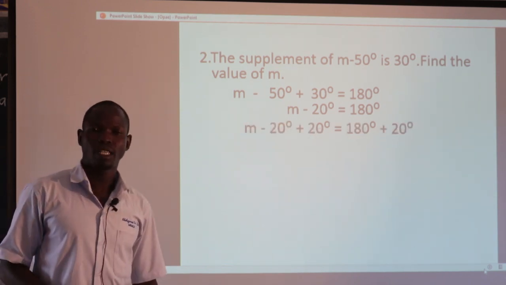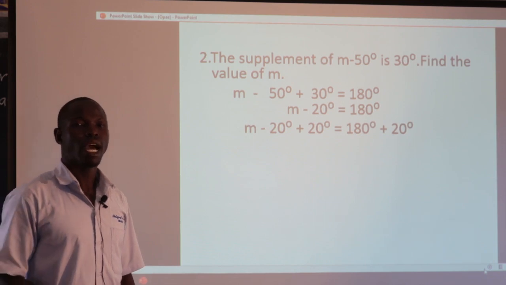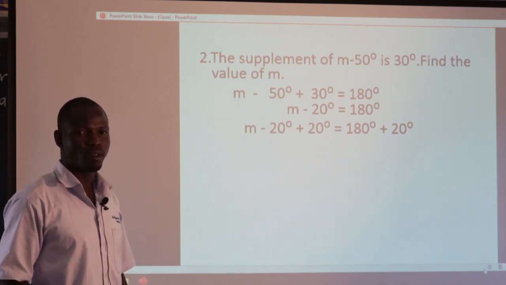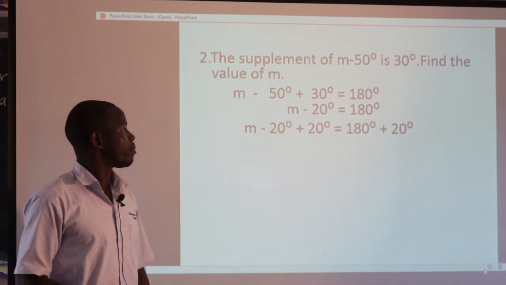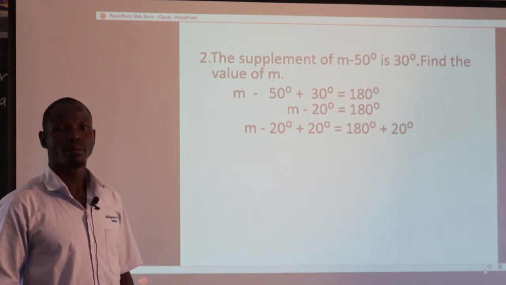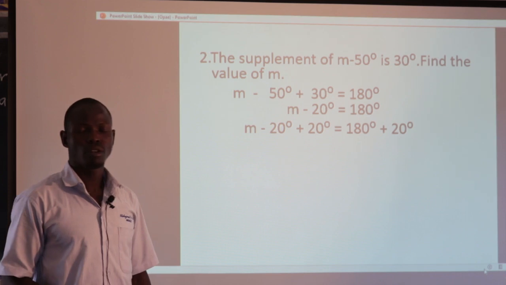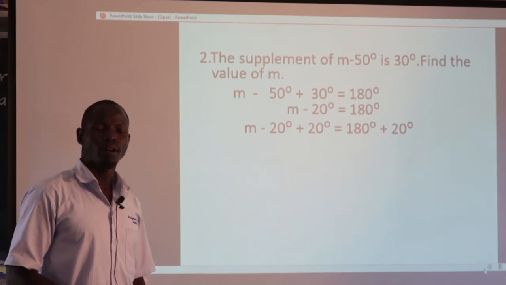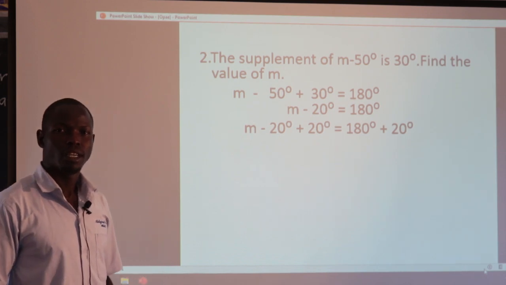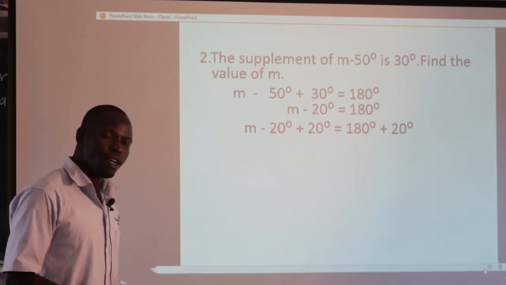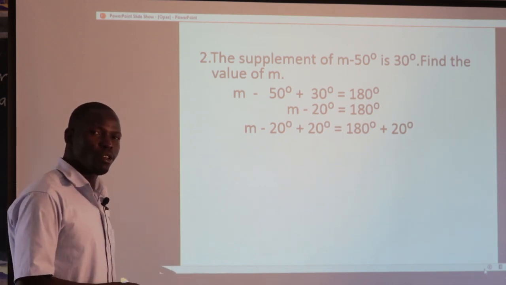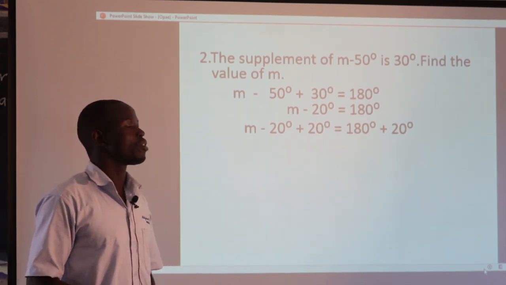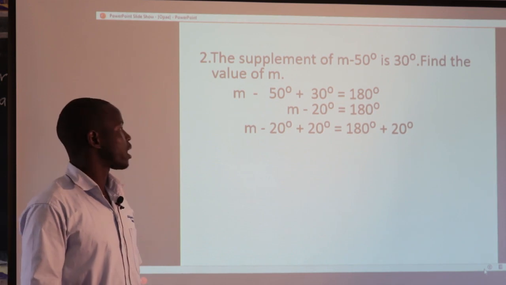Next step, we are collecting like terms by introducing the additive inverse of negative 20 degrees on both sides of our equation. That's why we are saying m minus 20 degrees plus 20 degrees is equal to 180 degrees plus 20 degrees. Remember, issues of additive inverses. The way you write the additive inverse on the left side of the equation is the very way you write the additive inverse on the right of the equation. So you maintain them like that.